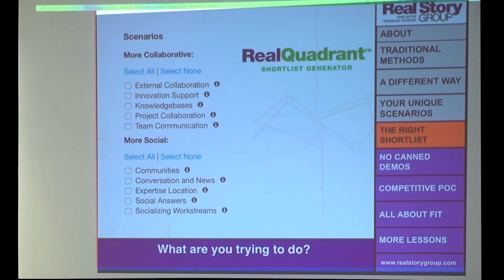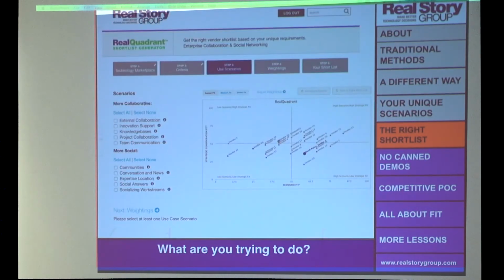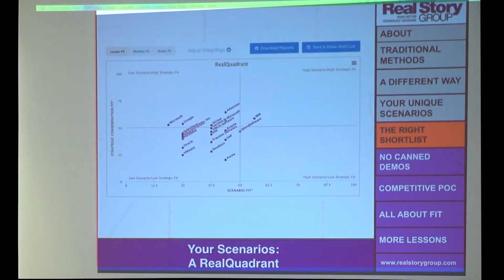As an alternative, when we're working with our clients, we use something that we built called Real Quadrant Tool. Here we've automated it: tell us what's most important to you, rate it, give it some weightings, and we'll match it up to some analysis that says these products were fundamentally built to solve these challenges.